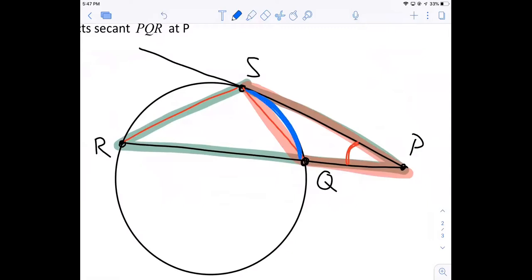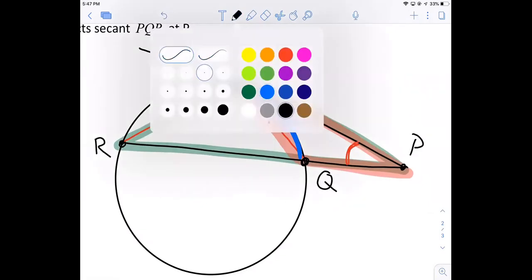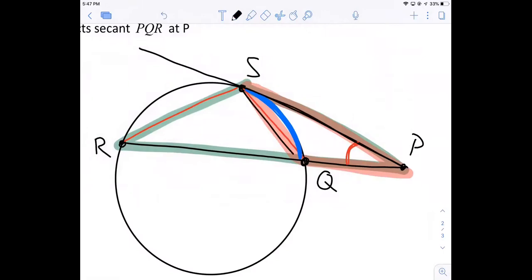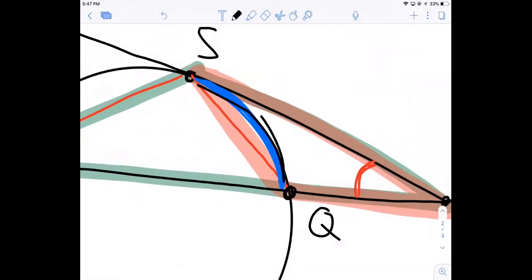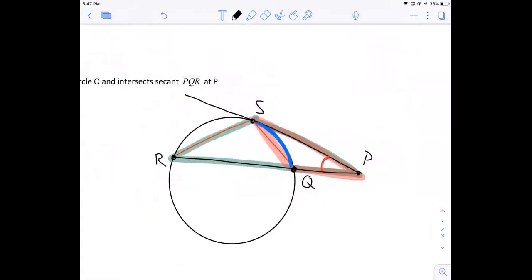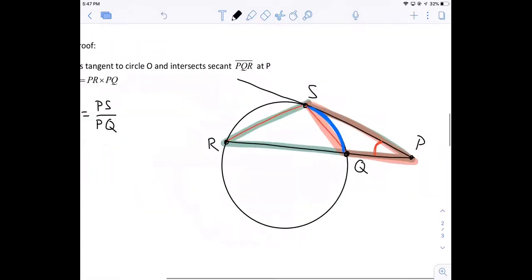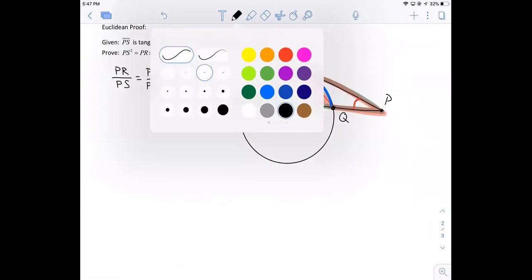That arc SQ is intercepted by this angle PSQ, and it's also intercepted by this angle SRQ. In both cases, those angles are going to be half the measure of the intercepted arc, based on theorems that we have previously proven. So here's the breakdown of the proof.